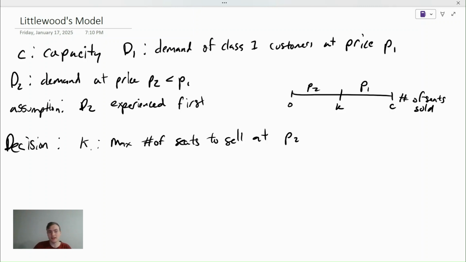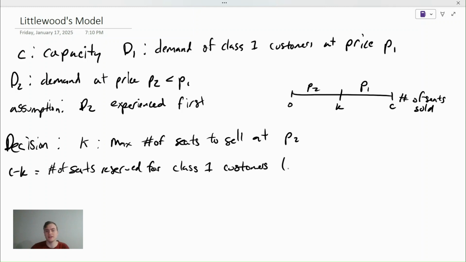In other words, we can look at C minus K, which would be the number of seats reserved for class 1 customers at price 1. So basically, if we know K, we know C minus K. They're giving us the same information, but we call C minus K Y, or the protection level. Most of the time when we're phrasing it, we're going to be talking about the protection level Y. But K makes it a little easier to see how we get to this next part, which is the objective.